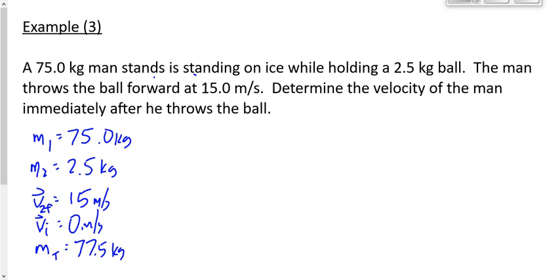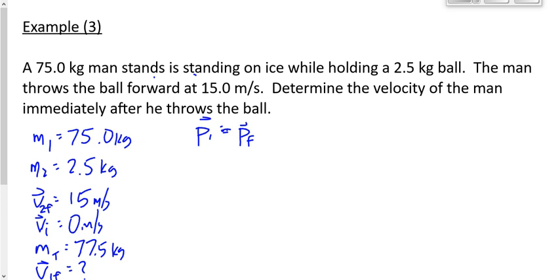There's one more thing. What am I looking for here? Well, I'm looking for direction, magnitude and direction here. What am I trying to solve for here? What number am I trying to solve for? V1F, right? The final velocity of the man. Now we're going to say PI equals PF.